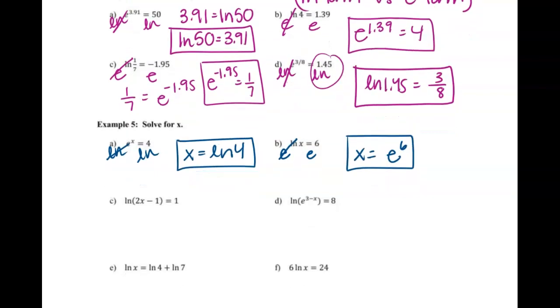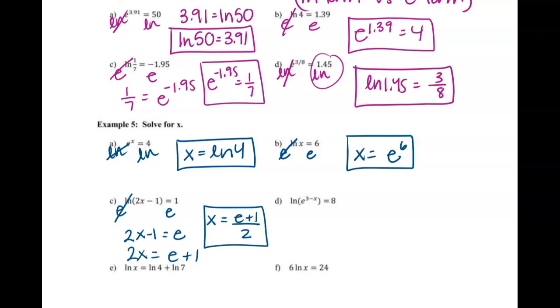Part C, we have a 2x minus 1 kind of trapped in there. I'm going to get rid of the natural log. E to the natural log cancels. So 2x minus 1 equals e to the 1st. In your calculator, you would have to do e to the 1st. I'm just going to say e, kind of like you really never write x to the 1st, you just write x. Add 1 to both sides, 2x equals e plus 1. So to solve, you would divide by 2 on both sides. X equals e plus 1 divided by 2.